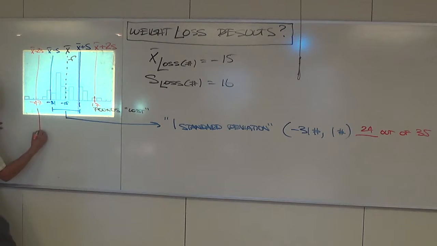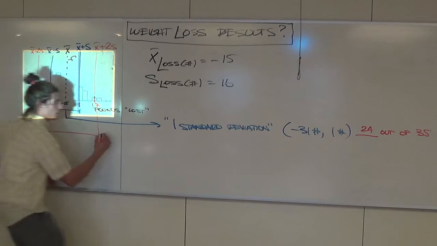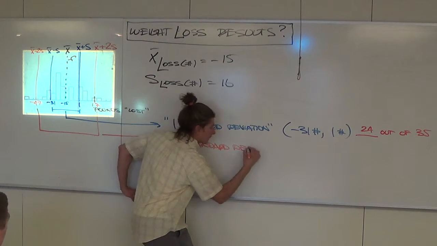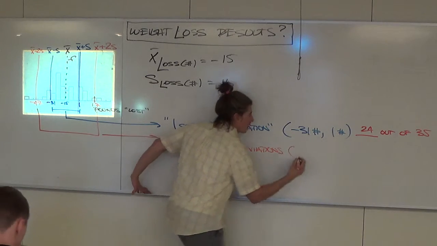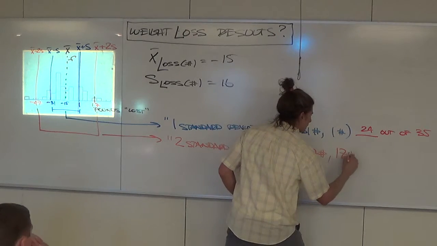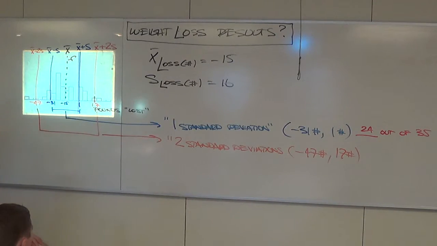So this range of values, from negative 47 to 17, would be called 2 standard deviations. And that goes from negative 47 pounds up to 17 pounds. How much data do we have in there? Even more, most. I like that, more most. Count them up. How many data points in that data set lie between negative 47 and 17 pounds?